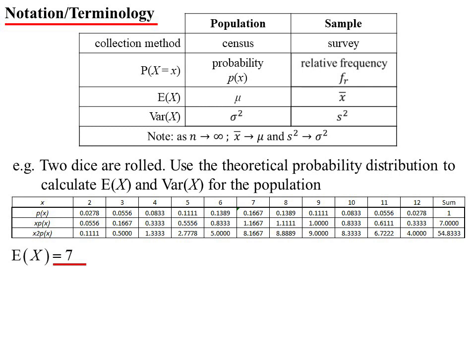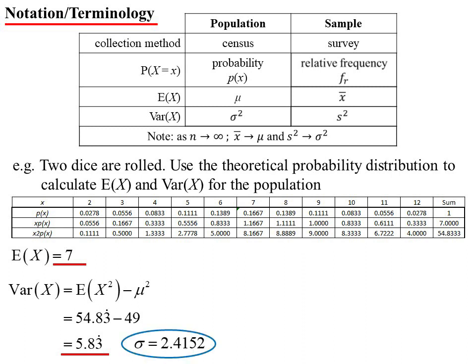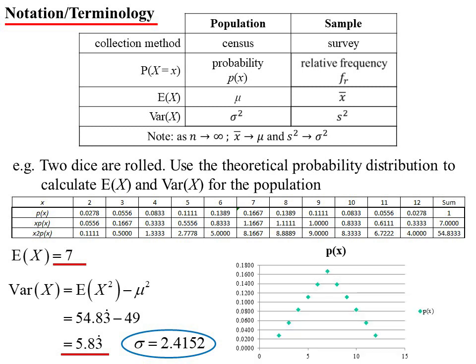The expected value would be 7. Also explains, by the way, when you have dice, why the opposite sides of a standard dice add up to 7. That's why they're designed that way, because when you roll 2 of them, the expected value would be 7. The variance turns out to be 5.83 repeater. Okay, so they're our theoretical ones. Oh, that, by the way, means our deviation, we find the square root of that, is 2.4152.